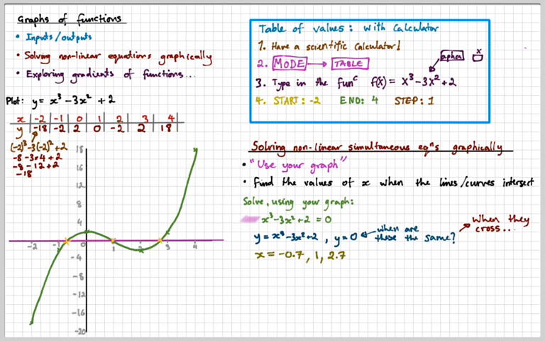Now I'm going to look at a different example and maybe get you to pause the video and try it yourself. Maybe we could change the question slightly. Instead of having x cubed minus 3x squared plus 2 equals 0, we could have x cubed minus 3x squared plus 2 is equal to 2. So what changes is we're now looking for when the curve y equals x cubed minus 3x squared plus 2 crosses the line y equals 2.